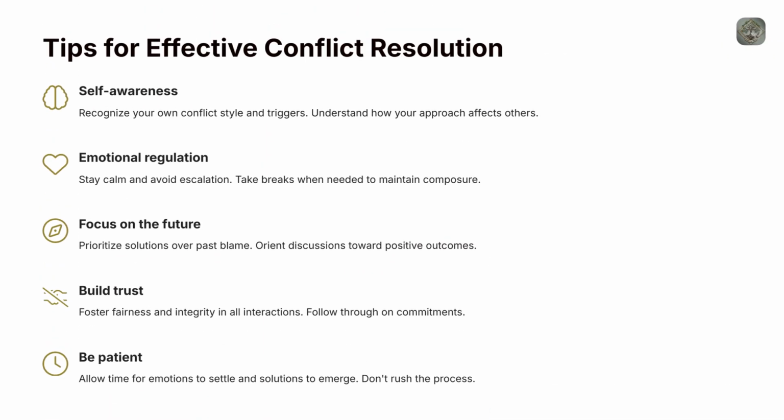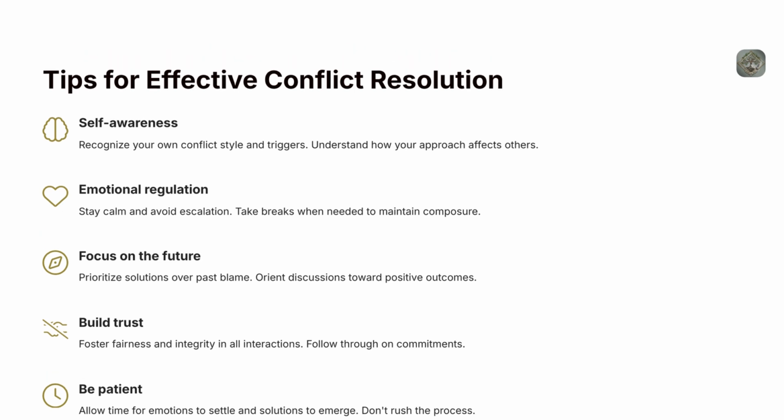Here are some tips for effective conflict resolution. Self-awareness. Understand your conflict style and its impact. Emotional regulation. Stay calm and avoid escalation. Focus on the future. Prioritize solutions over past blame. Building trust by acting with fairness and integrity fosters a collaborative environment. Remember, patience is key. Conflict resolution takes time, especially when emotions are high.